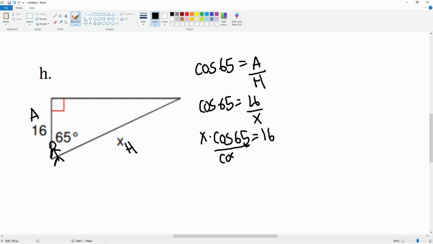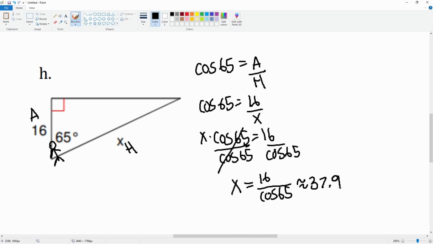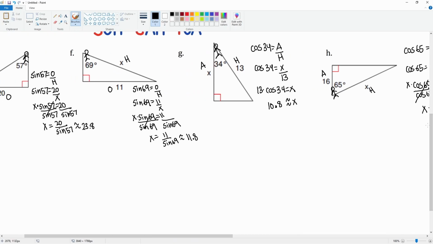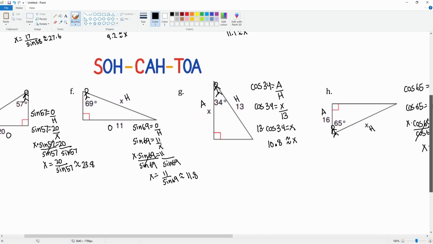We divide by cosine 65 on both sides, so we can get x alone. Cosine 65 divided by cosine 65 reduces to just 1. x is equal to 16 divided by cosine 65 degrees, which is approximately, if you plug that into the calculator, 16 divided by cosine 65, that gets you 37.9 if you round to the nearest tenth. So there you go. This is how you find the missing side using your trig ratios.